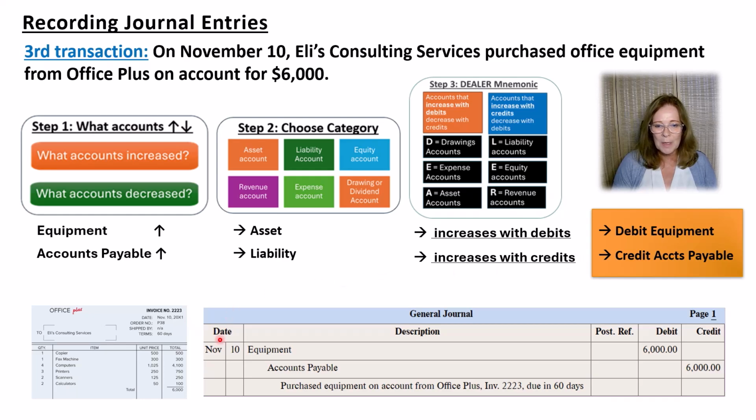To record this transaction, we enter the date into the date column, the account equipment into the description column, and the amount of $6,000 into the debit column. We indent slightly on the next line, write accounts payable into the description column, and $6,000 into the credit column. On the third line, we write a short description that summarizes this transaction.